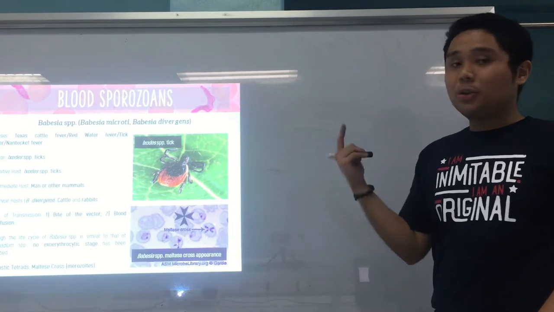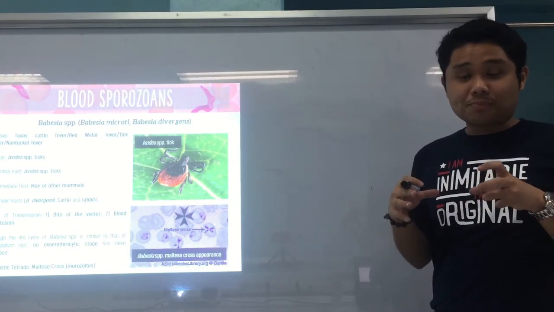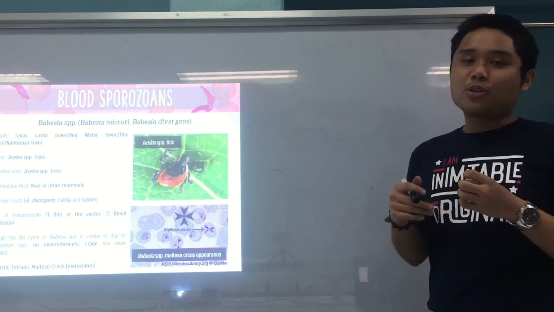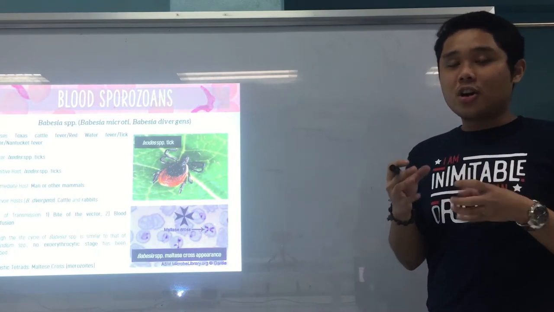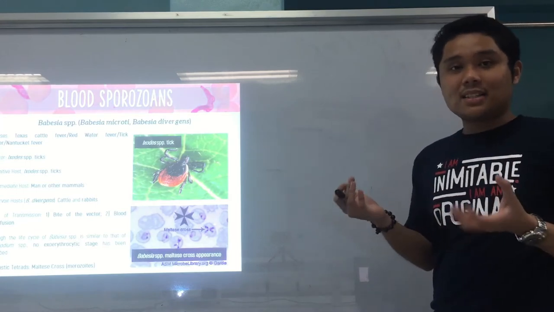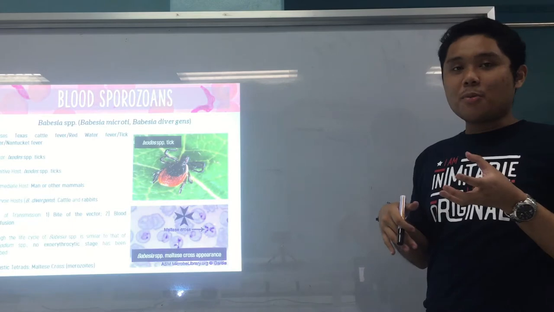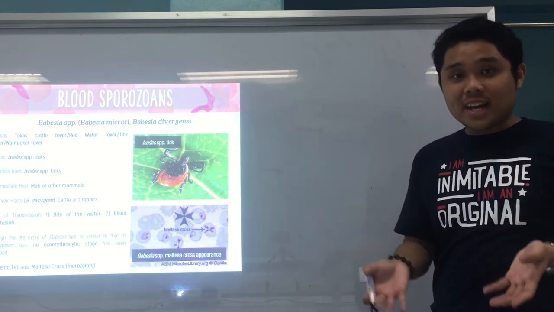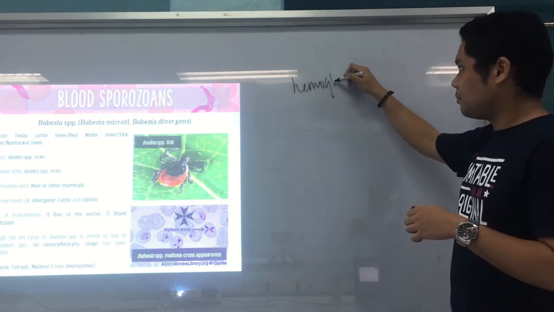Now, why is it called red water fever? Your Babesia species reside within your RBCs, and after that, they cause rupture, lysis of your RBCs. Because of this lysis, hemoglobin is released in the system. Once hemoglobin is released, it's filtered by the kidneys. It now appears in your urine and results in hemoglobinuria.